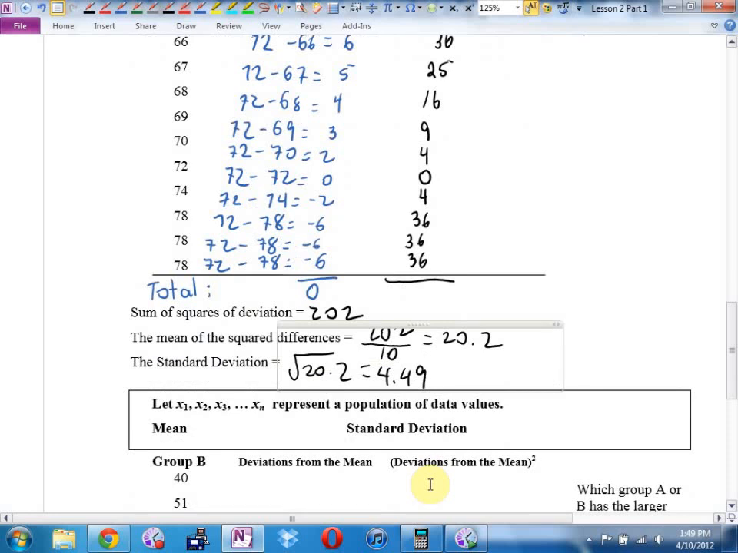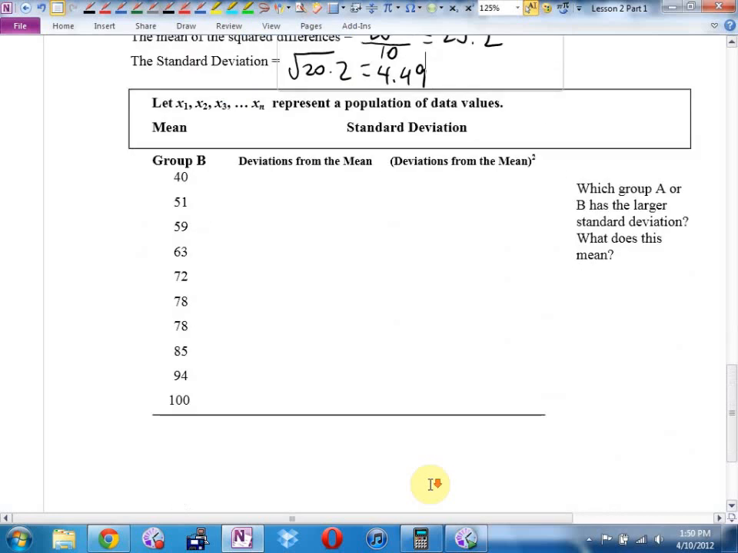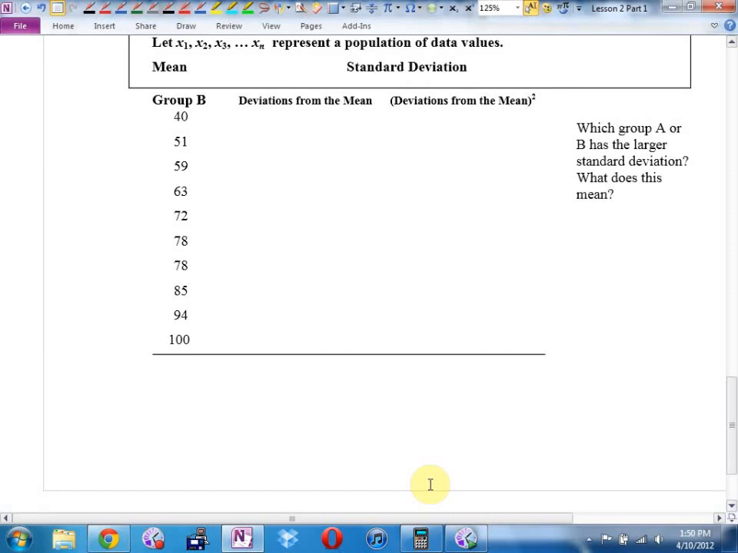Now, I'll show you the math way that we write these instructions in just a second, but let's find the standard deviation for group B. So the first thing that we would do is we would go the mean minus the data, the mean minus the data, the mean minus the data.